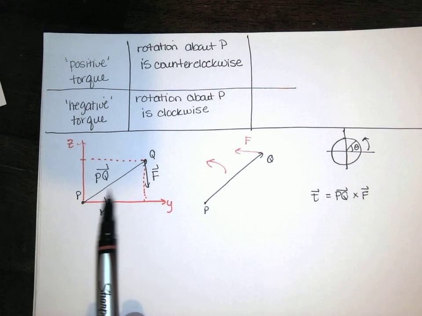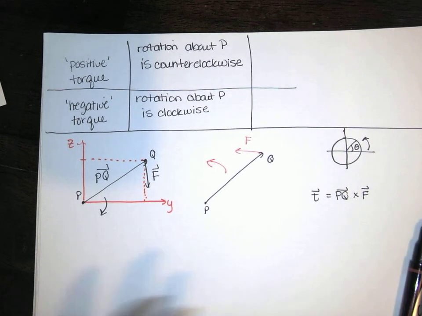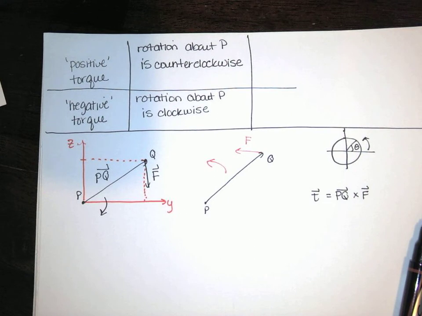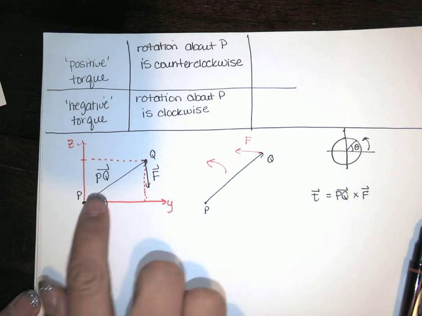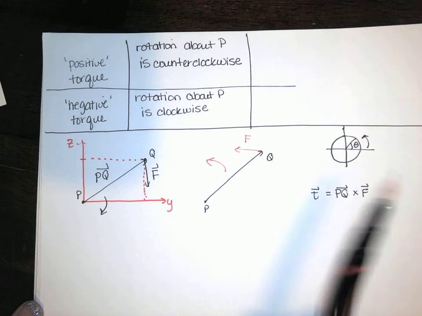You might say, Miss Townsend, what if it's not in the YZ plane? Well, we'll just change our orientation until the YZ plane is exactly where these two vectors are. So it's totally fine. Everything's relative, right? There's going to be some plane that contains those two vectors. We're going to call that the YZ plane.